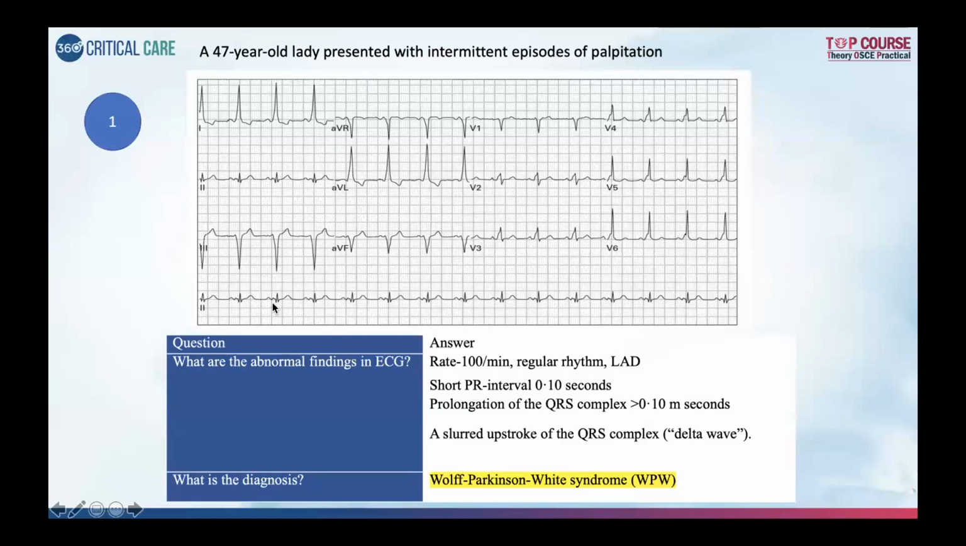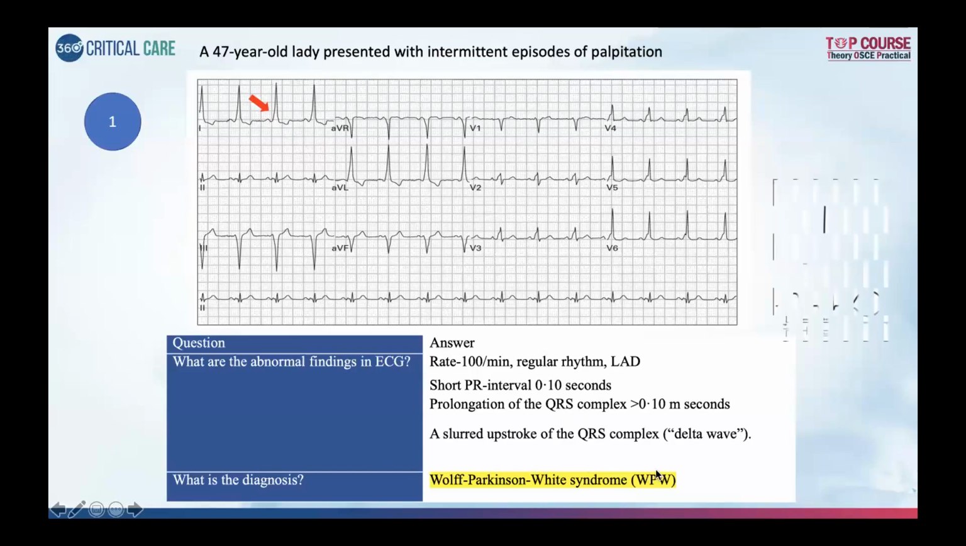And then I see the PR interval. Okay, you look at P wave and QRS. Okay, the P and the QRS is very close together. So there's a short PR interval, and in some leads you can see the QRS is slightly wide. Okay, and the most obvious thing that you can note is a slurred QRS. Okay, which is a delta wave, which is diagnostic of a WPW syndrome.